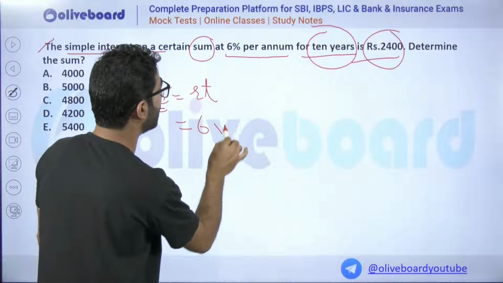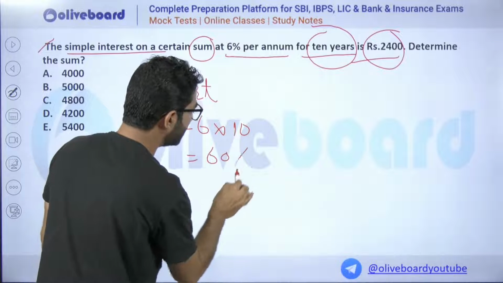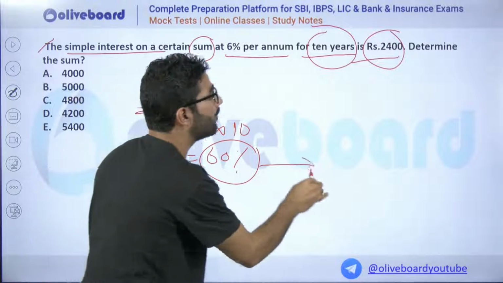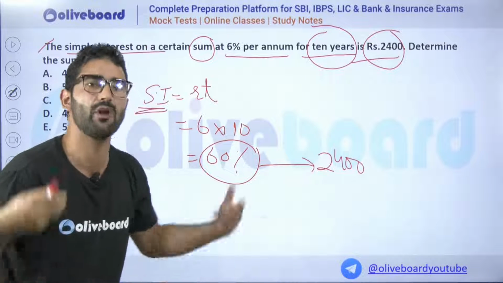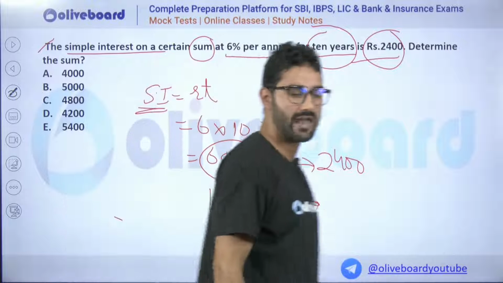So 6%, time is 10, so it is 60%. So 60% is simple interest. It is given now, how much? It is 2400. What do we have to calculate? Principal. Principal is 100% now. What will be the value of 100%?